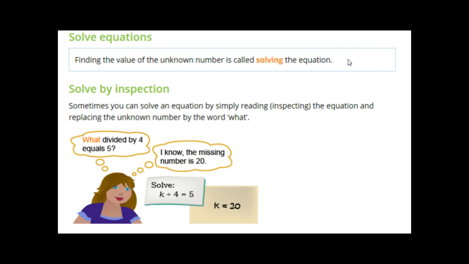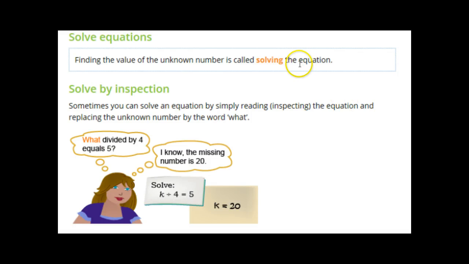Okay, the most important thing when we're looking at equations is being able to solve them. Finding the value of the unknown number is to solve the equation. Being able to find the unknown value of the pronumeral is really powerful. Sometimes we can solve the equation simply by reading it, and a lot of you will be able to do this at this point. You just have a look at the equation and replace the unknown number by the word what, or what you think the actual answer is.